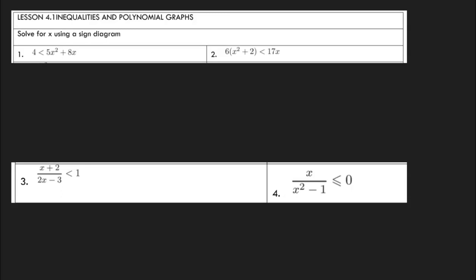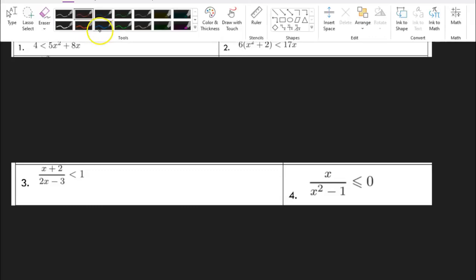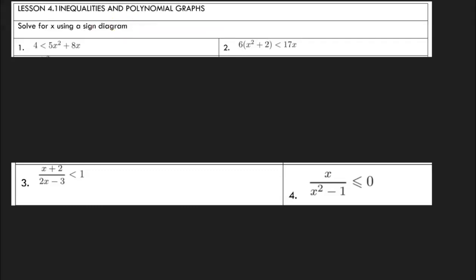Okay, I know there were different kinds of problems on your homework, but I'm going to focus on the problems that I put on the study guide, the kind of questioning. Okay, so let's get started. So, using sign diagrams to solve for x.